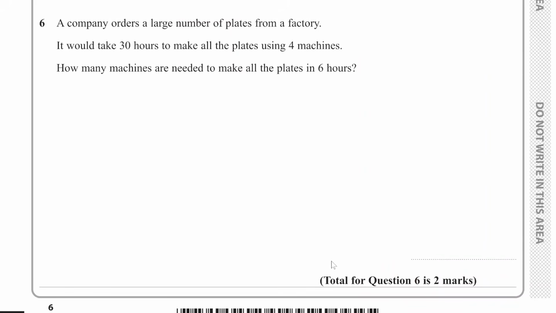Question 6. A company orders a large number of plates from a factory. It would take 30 hours to make all the plates using 4 machines. How many machines are needed to make all the plates in 6 hours? This is an inverse proportion question. If we do 30 times 4 and get 120, that's how many hours it would take one machine. So 120 hours for one machine.